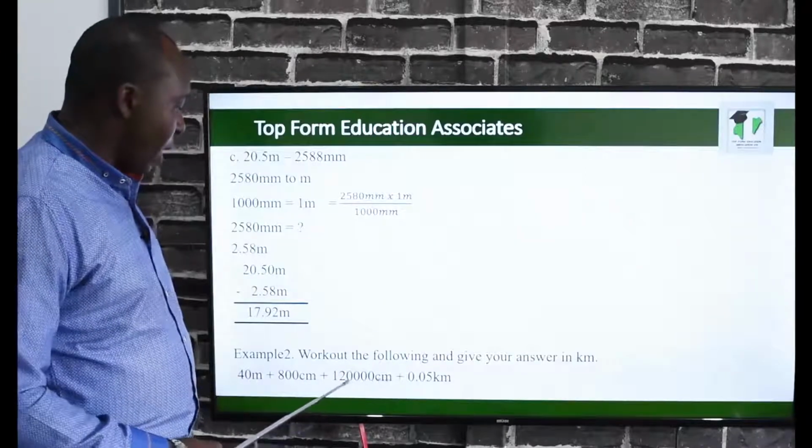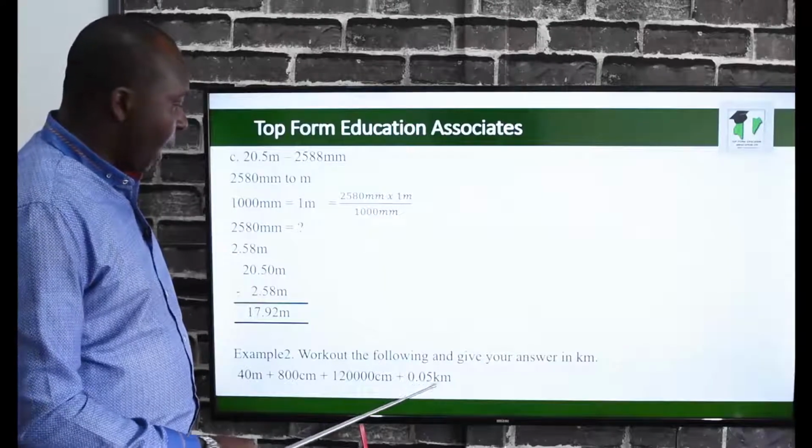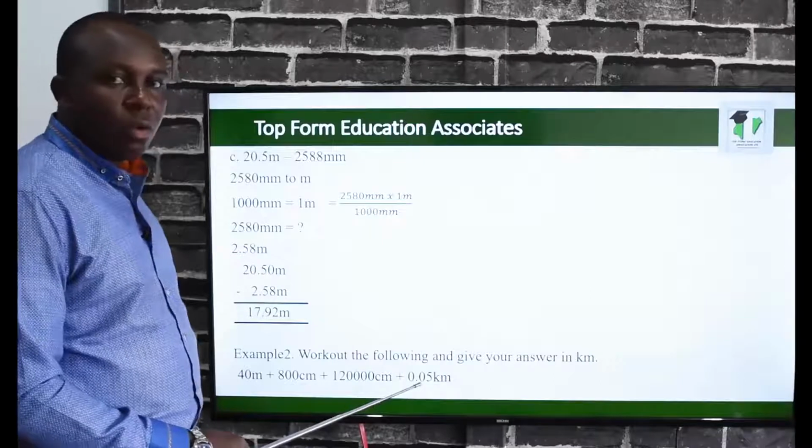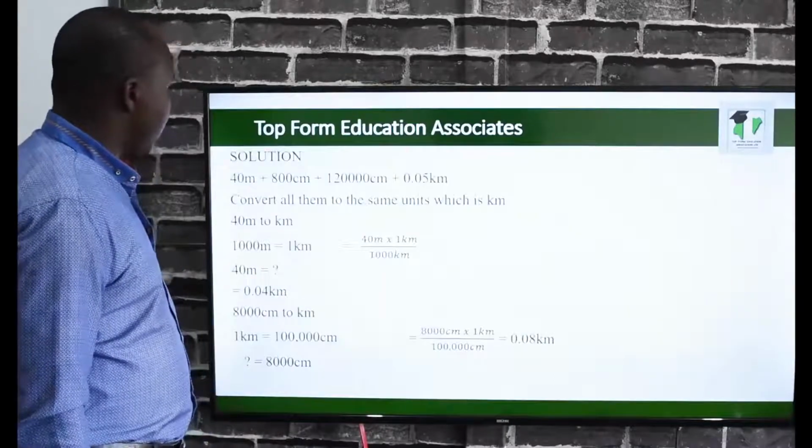120,000 centimeters, we are converting this also to kilometers. Then 0.05 kilometer. This one is already in kilometers, so we will not tamper with it. So let's go to the solution.